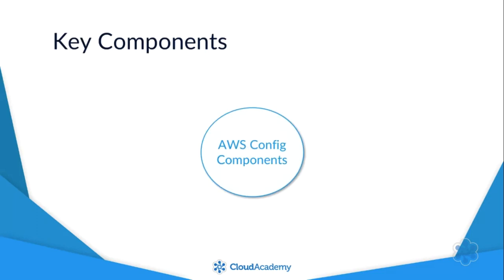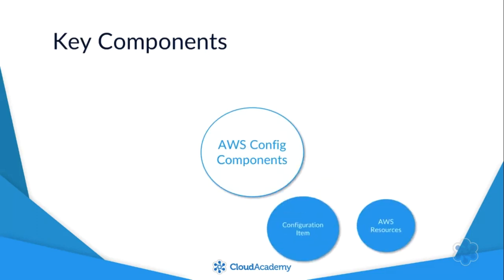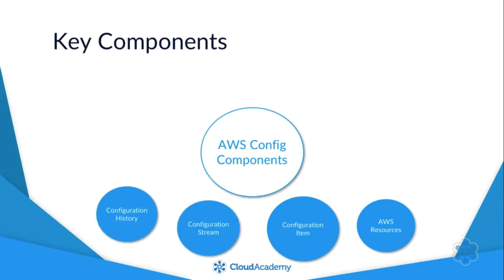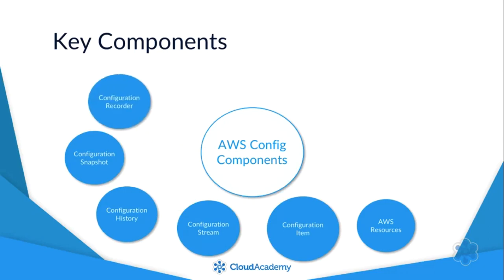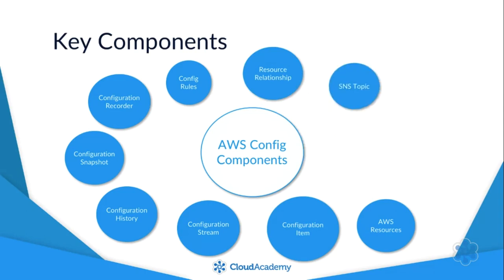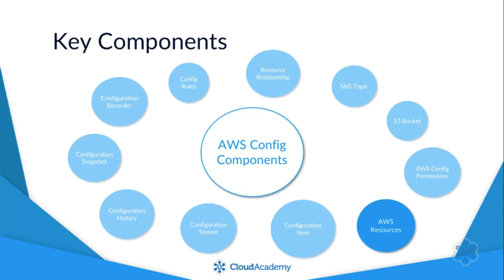The following identifies the main components to the service: AWS resources, configuration items, configuration streams, configuration history, configuration snapshots, configuration recorder, config rules, resource relationships, SNS topics, S3 buckets, and AWS Config permissions. Let's now take a look at each of these in turn in more detail, starting with AWS resources.